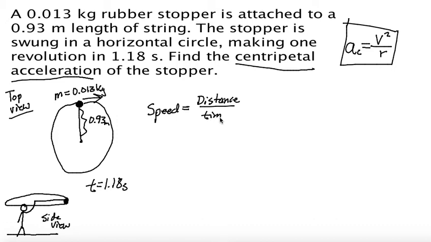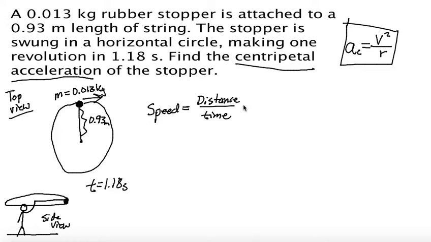Distance over time. Well, I can figure this out because I know how long it takes. And how can I figure out the distance, though, is the real question. How can I figure out the distance that this object travels? Well, the distance around the circle is called the circumference. The circumference of the circle would be the distance around this.